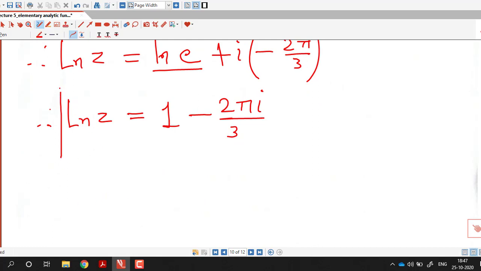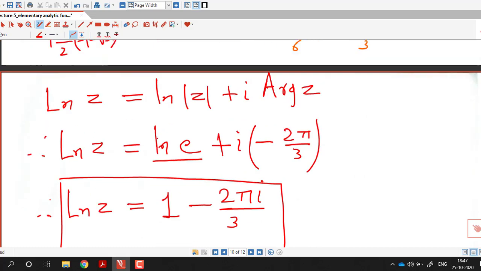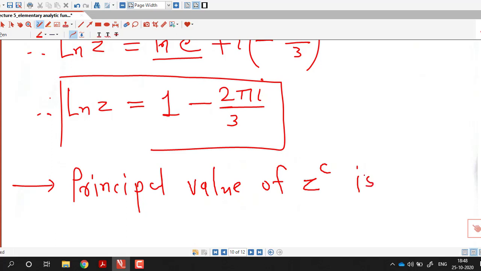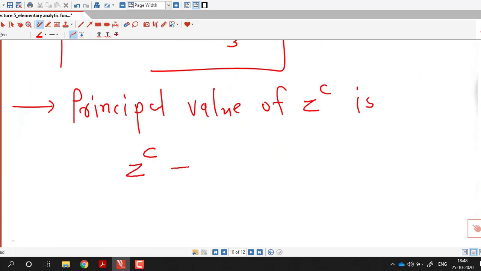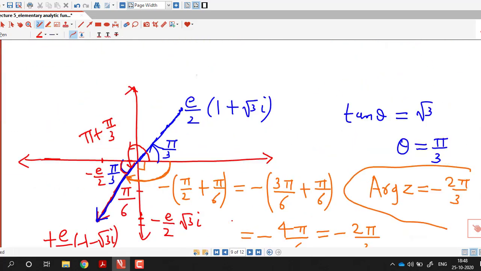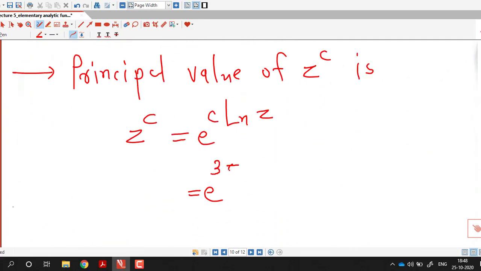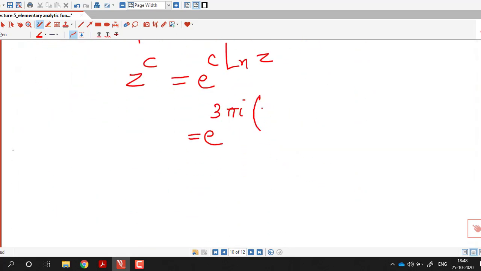Now once we have the principal logarithm, we can find out z to the power c, the principal value of z to the power c. So the principal value of z raised to c is, by definition, e raised to c times the principal log of z. Now here c is 3 pi i, so we put c equal to 3 pi i, and log z we have obtained as 1 minus 2 pi i by 3. So 1 minus 2 pi i divided by 3. Now this we can simplify.